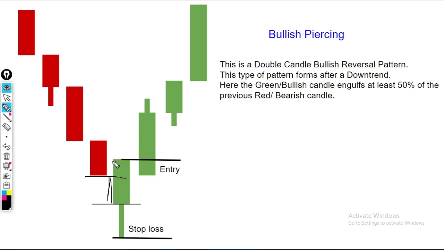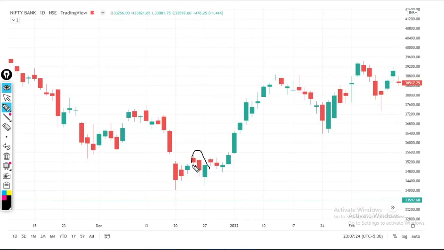So we can enter whenever the high of this green candle is broken and our stop loss should be at the low of this green candle. Here we can see a bullish piercing pattern. There is a gap down opening and it has crossed 50% of this red candle. So our entry candle should be this one and our stop loss should be at the low of this candle. We can see good upside momentum after the formation of a bullish piercing pattern.